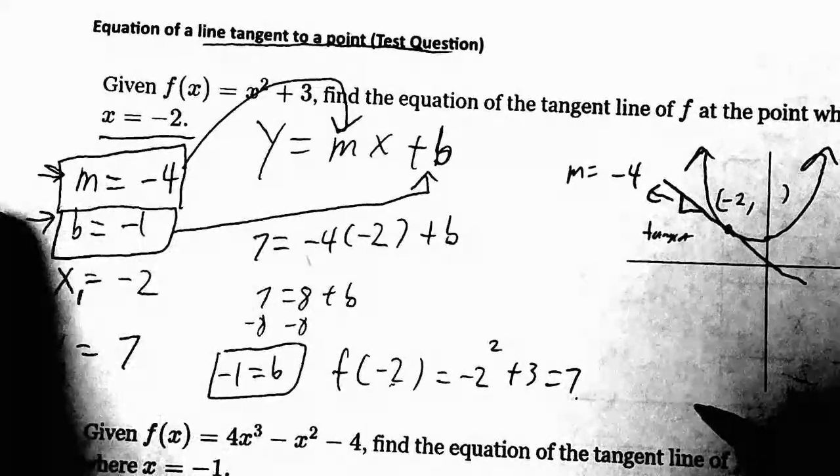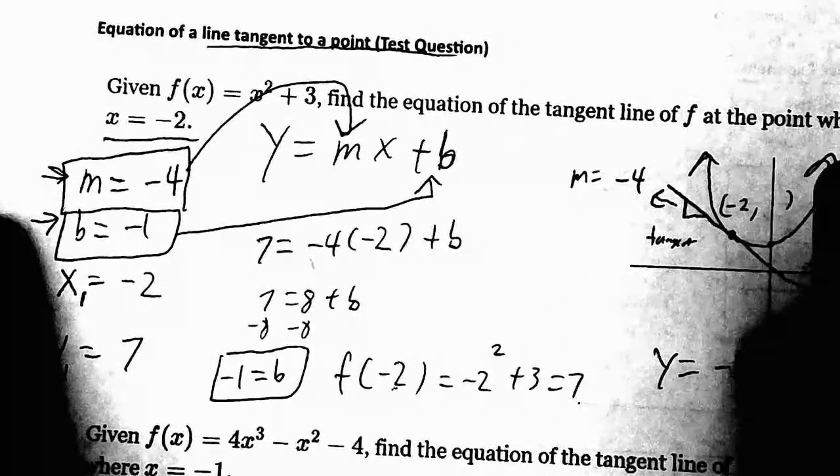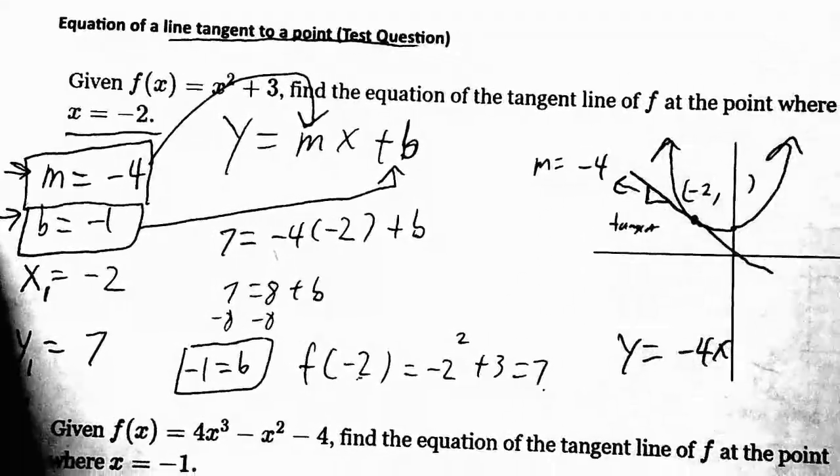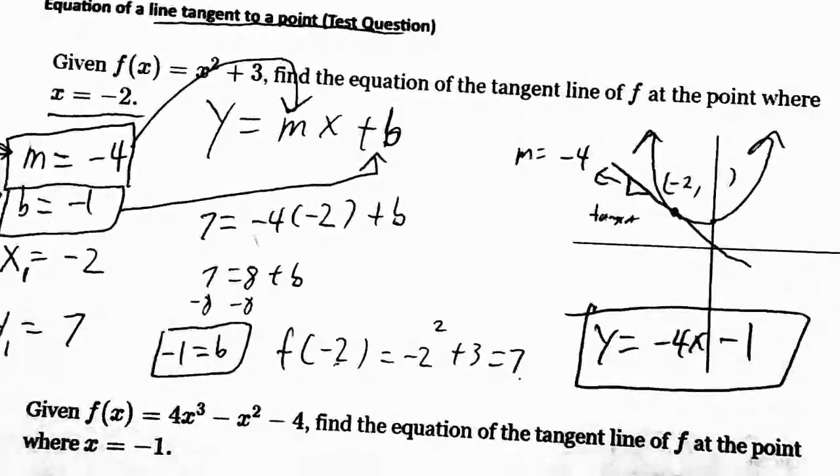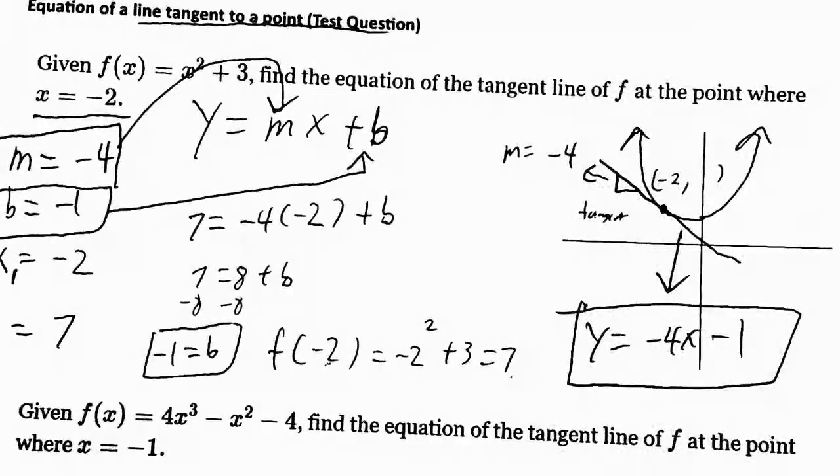So when I plug in m and b, I get y equals -4x minus 1. And that is my answer. That is the equation of the tangent line.